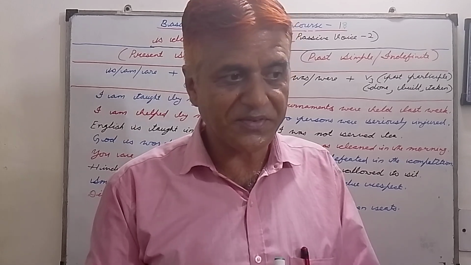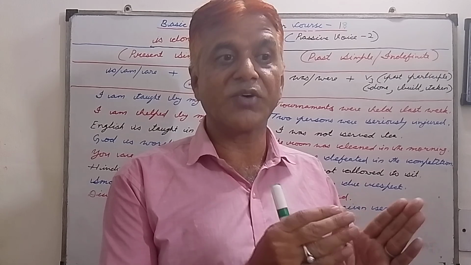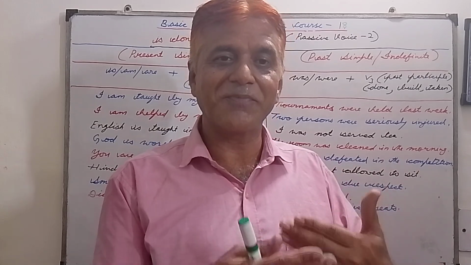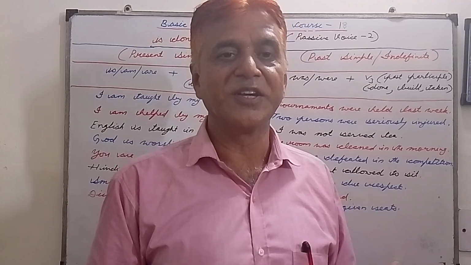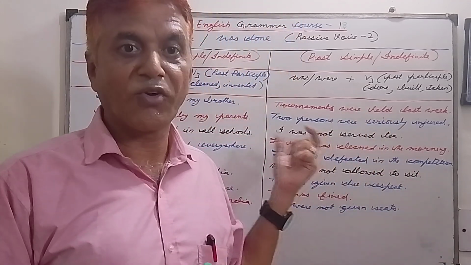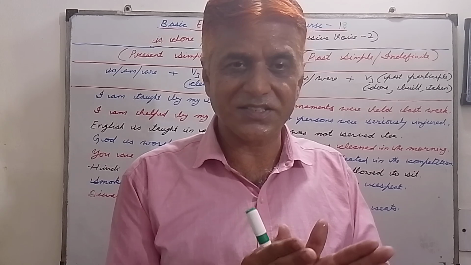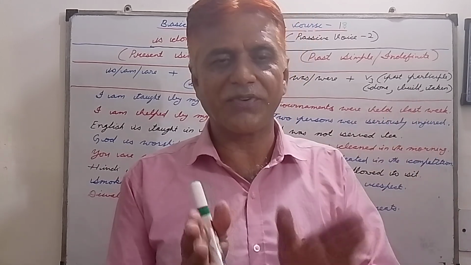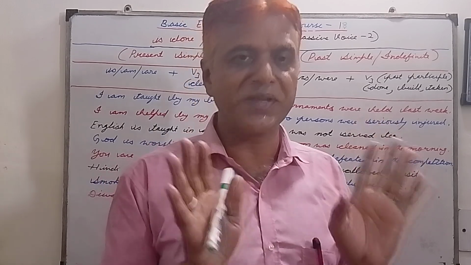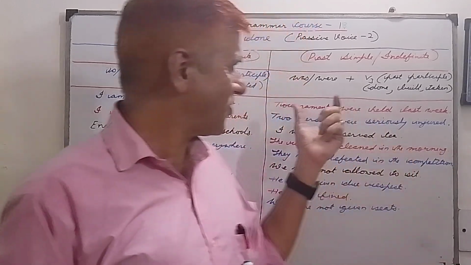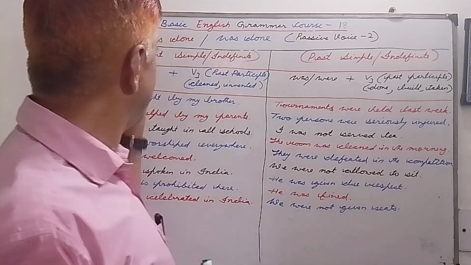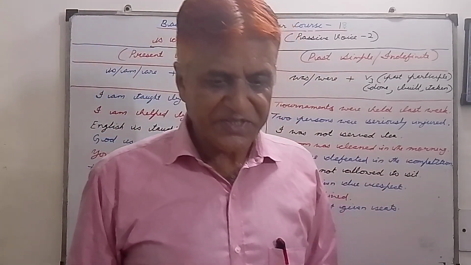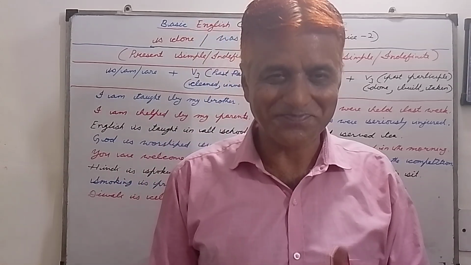Where we are talking about objects, objects cannot act themselves; they are acted upon. So when objects, non-living things, are the subjects in sentences, then obviously we will use passive voice. So knowledge of active and passive voice is equally important. My dear students, I hope that you understood today's topic, the passive voice of present simple and past simple. So this is all for today.